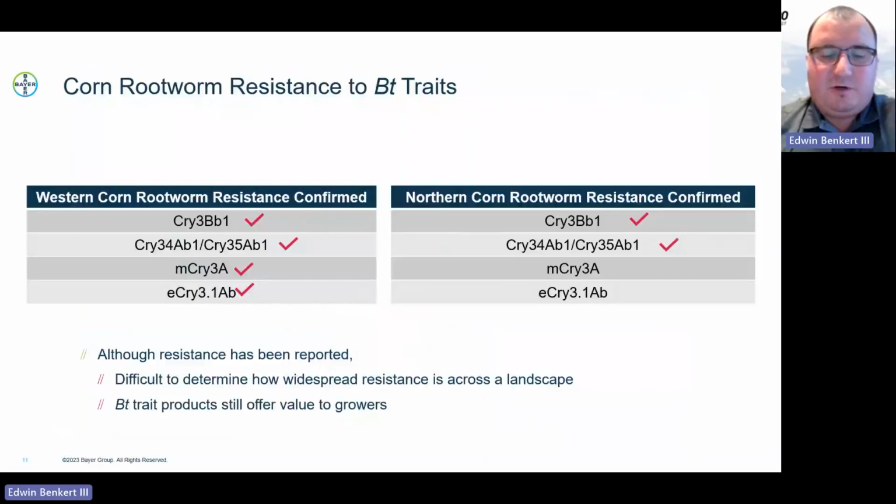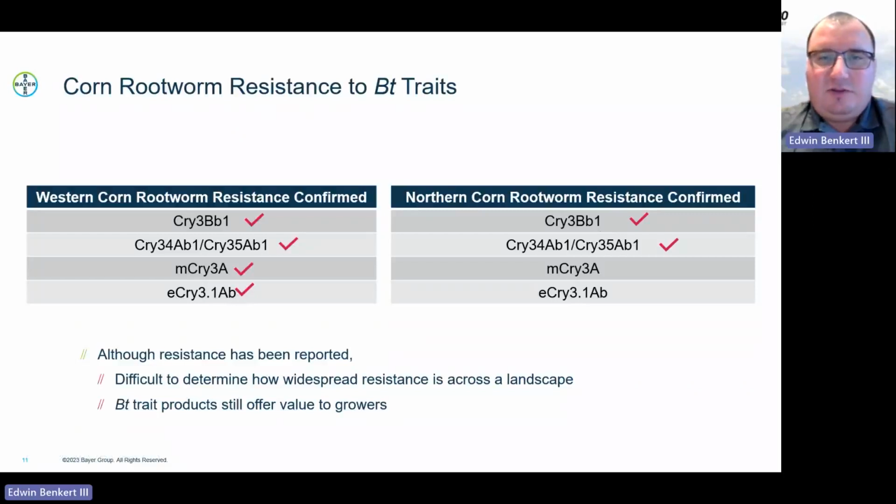So that's how BT works. The other thing to keep in mind with our BT traits and proteins is we do have resistance confirmed by our academics to our proteins. So Western corn rootworm has resistance confirmed to all four of those proteins in certain areas of the corn belt, and northern corn rootworm has resistance confirmed to two out of those four proteins within the corn belt.